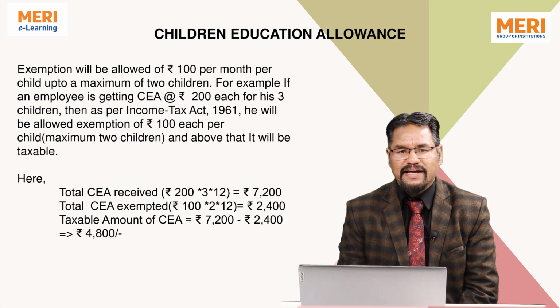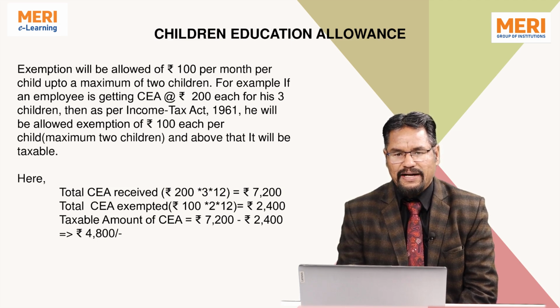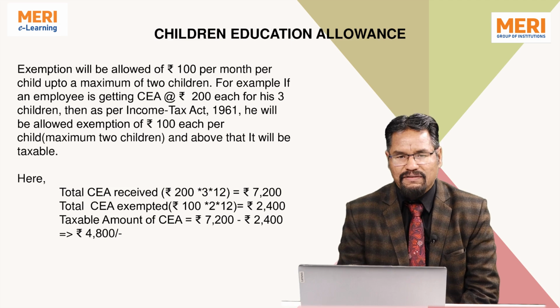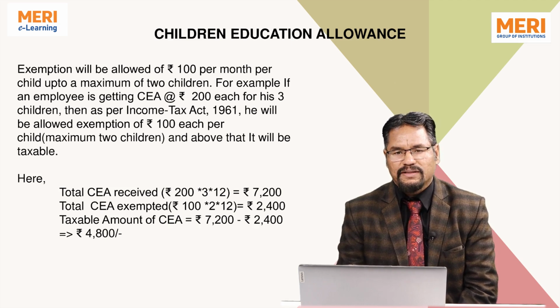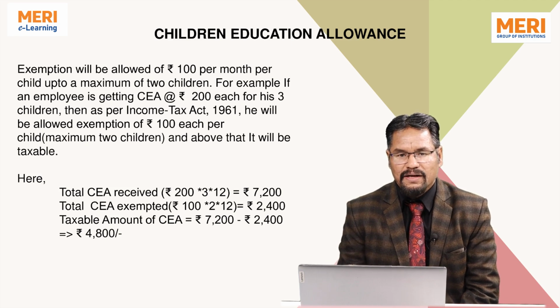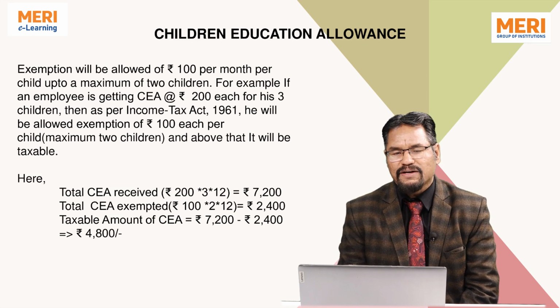For example, if an employee is getting children education allowance at the rate of rupees 200 per month for 3 children, then under the Income Tax Act, he will be allowed exemption of rupees 100 per month per child, maximum 2 children. In this case, the total children education allowance received by the employee will be 200 multiplied by 3, because the number of children is 3, and multiplied by 12, because I am going to calculate the total on an annual basis. So the total amount that the employee will receive is 7,200. And as per the Income Tax Act, the exemption limit is rupees 100 per child per month, maximum 2 children. So in this case, 2,400 will be exempted in respect of the children education allowance.